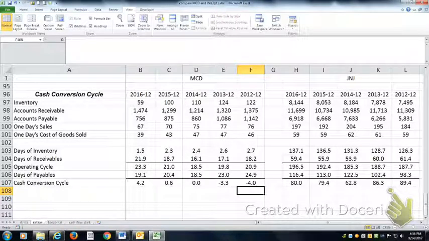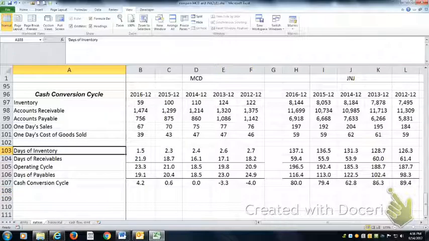Alright, in this video we'll compare the cash conversion cycle for McDonald's and Johnson & Johnson. The cash conversion cycle measures the amount of time money is tied up in working capital in the firm. There are three ratios that go into it. The days of inventory, and that's the inventory conversion period, how long it takes on average between when the firm buys stuff and puts it in inventory and when they sell it.